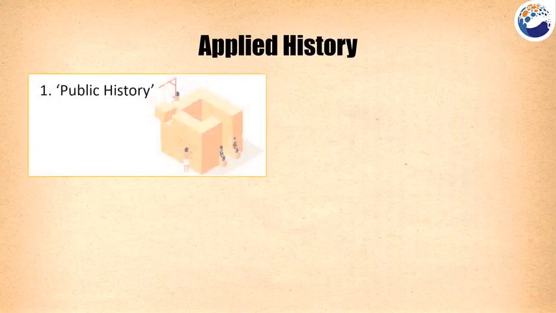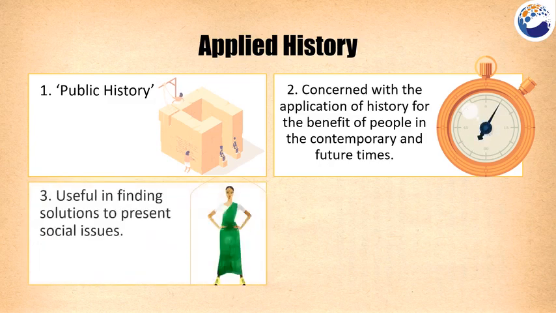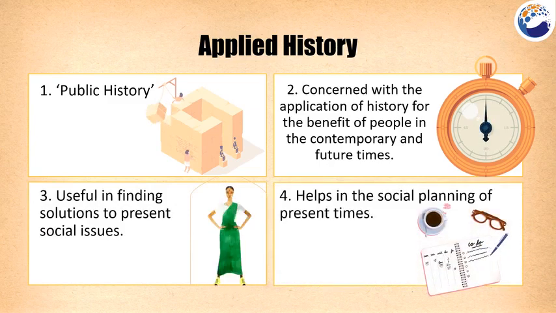What is applied history? 1. Applied history is known as public history. 2. It is a field of study concerned with the application of history for the benefit of people in contemporary and future times. 3. Applied history is useful in a sense that it helps in finding solutions to present social issues. 4. Such solutions can then be incorporated in the social planning of present times.